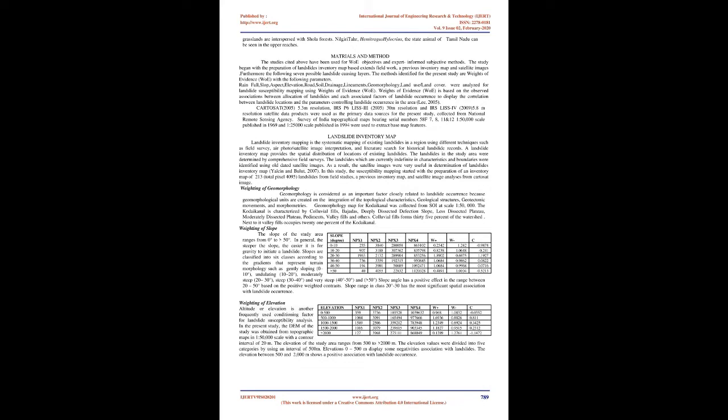Materials and method. The studies cited above have been used for WOE objectives and expert-informed subjective methods. The study began with the preparation of a landslide inventory map based on extensive field work, a previous inventory map, and satellite images. Furthermore, the following 7 possible landslide-causing layers. The method identified for the present study is weights of evidence, WOE, with the following parameters: rainfall, slope, aspect, elevation, road, soil drainage, lineaments, geomorphology, land use/land cover. These were analyzed for landslide susceptibility mapping using weights of evidence, WOE.